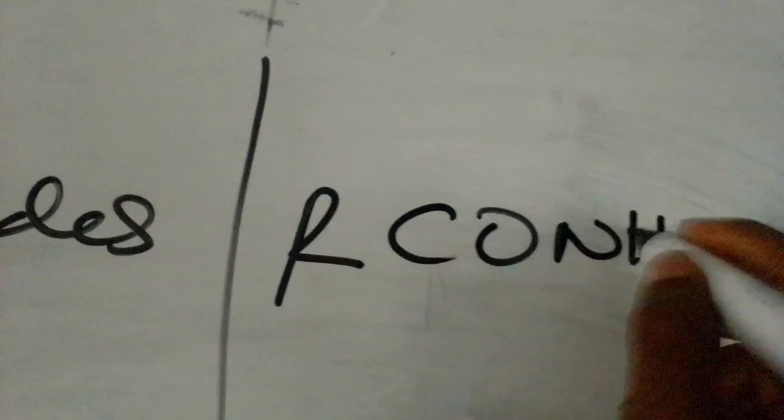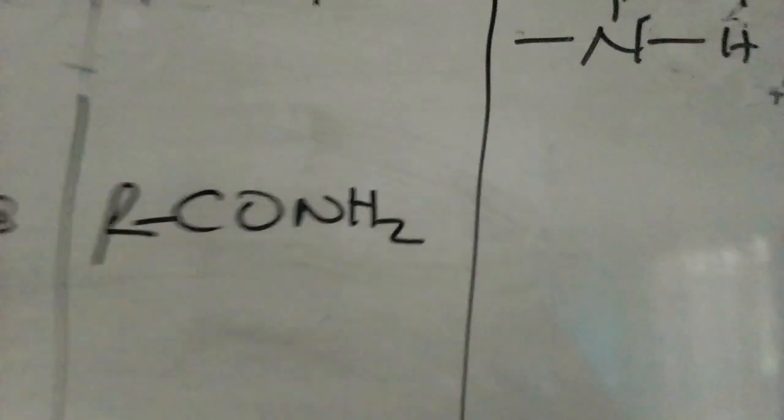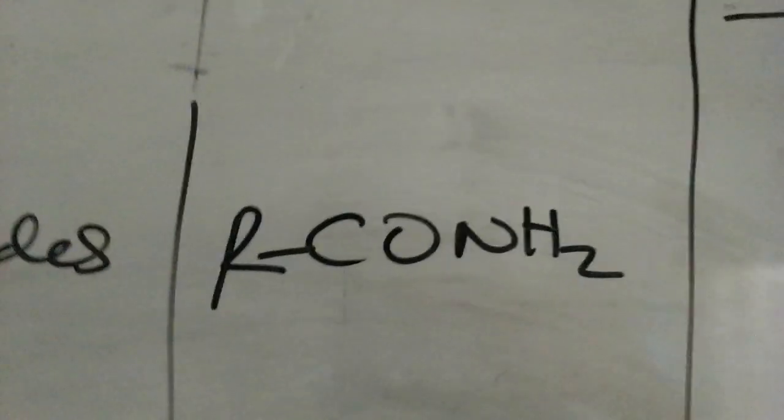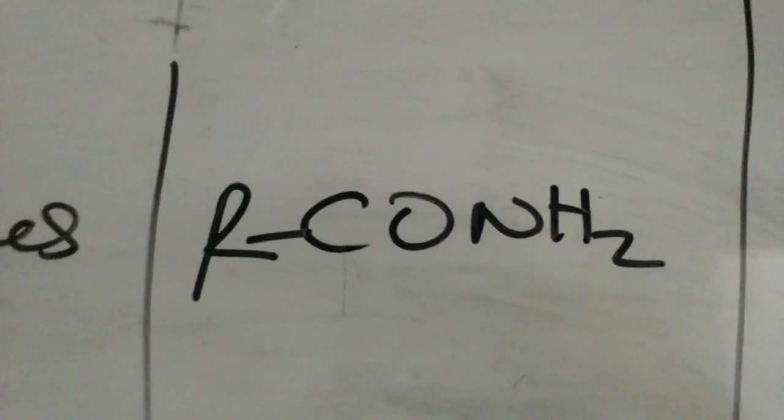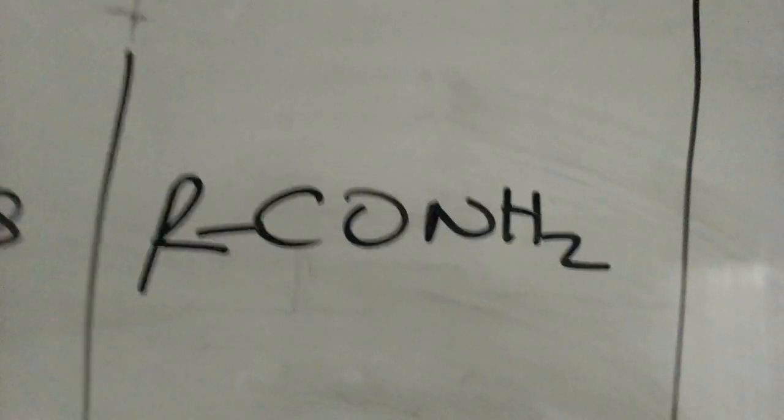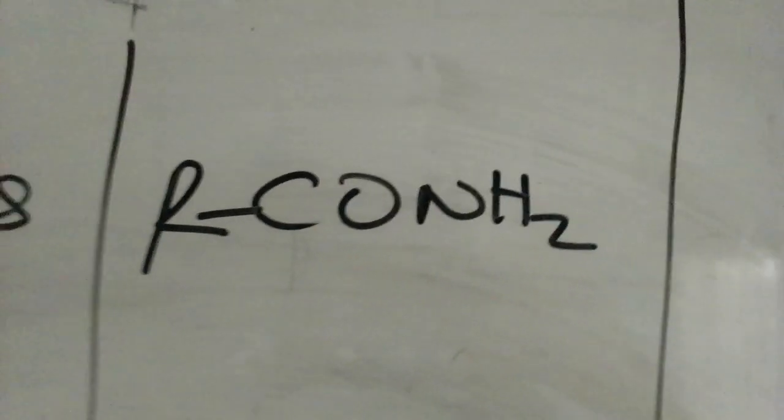Amides and amines are different compounds. They are not the same. The amides have the general formula RCONH2, and these are primary amides. You can still have secondary amides and tertiary amides. In subsequent videos, we're going to look at the overall nomenclature of these compounds.